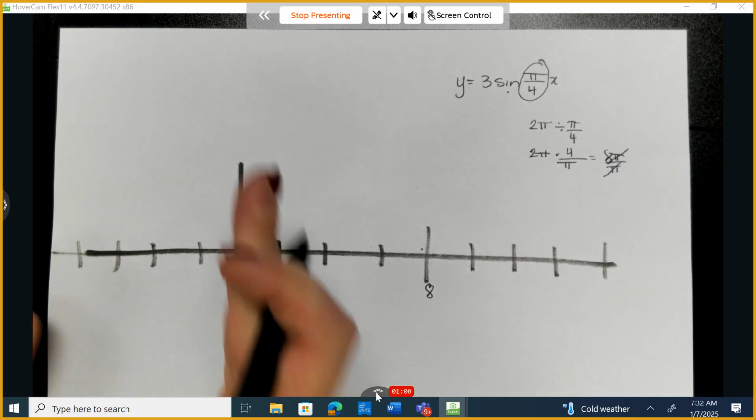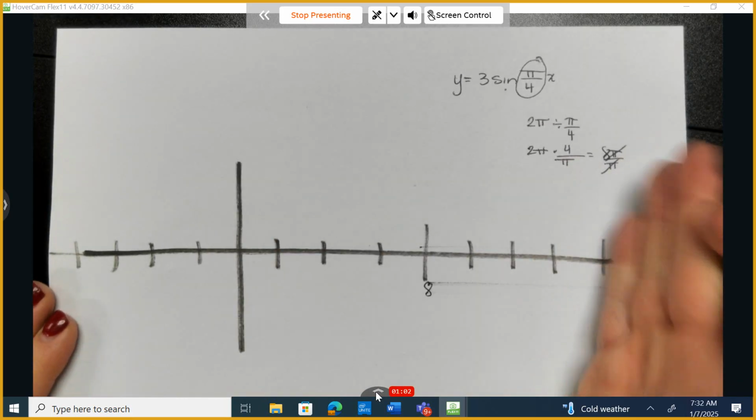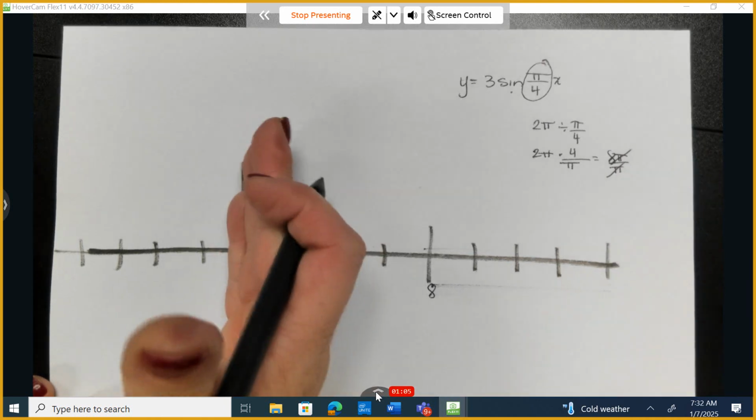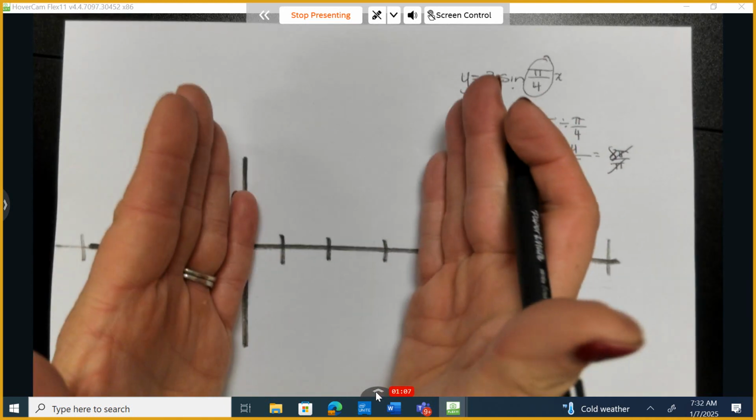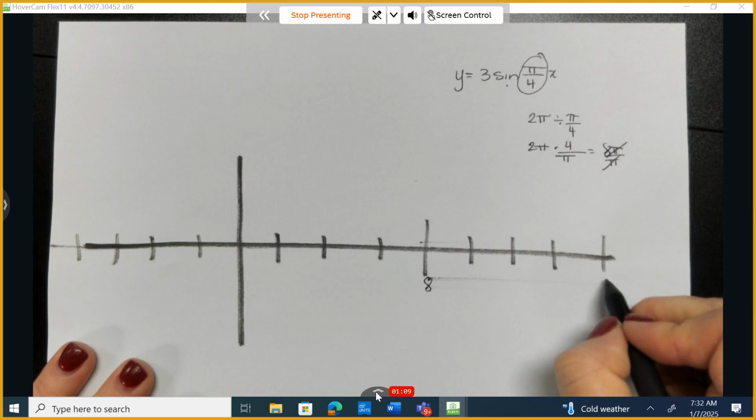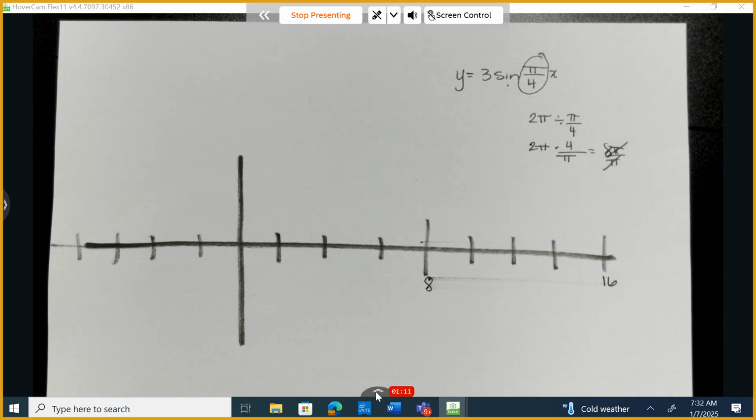Just like your homework, we're going to do a total of 2 cycles to the right, so a maximum of 2 cycles to the right and 1 cycle to the left. So if 1 cycle to the right is 8, I can easily say 2 cycles is 16.